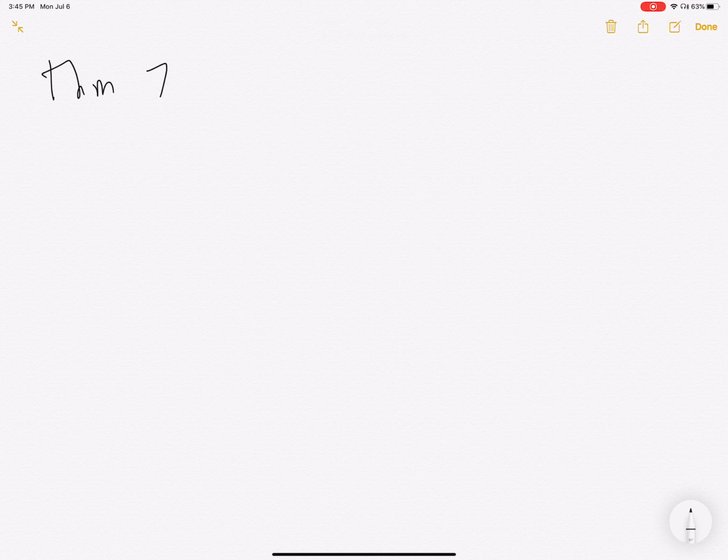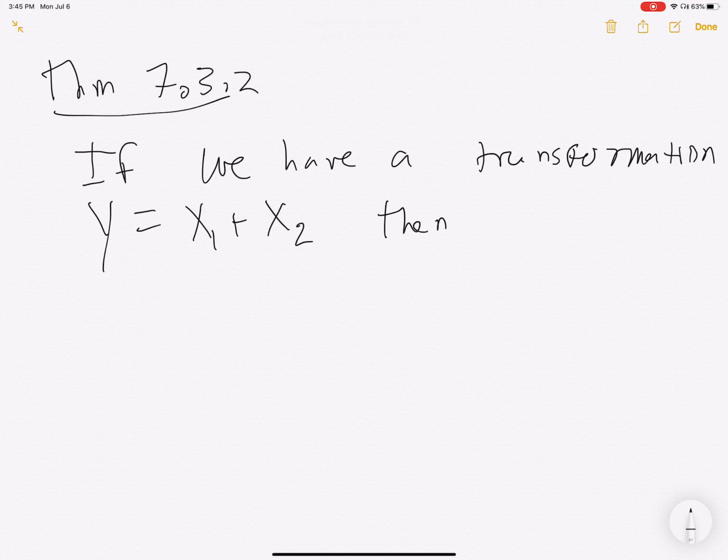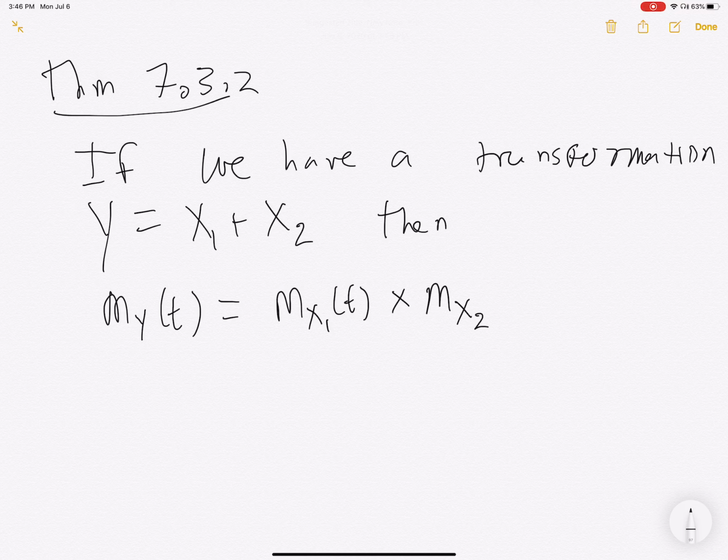So theorem 7.3.2 says this. If we have a transformation and y is equal to x1 plus x2, then it says the moment generating function of y is equal to the moment generating function of x1 times the moment generating function of x sub 2. Okay, and this is multiply.